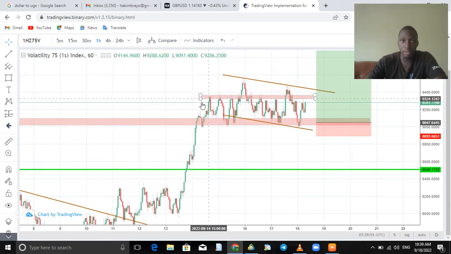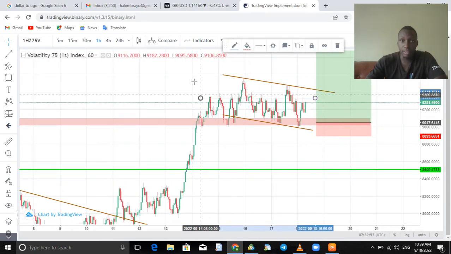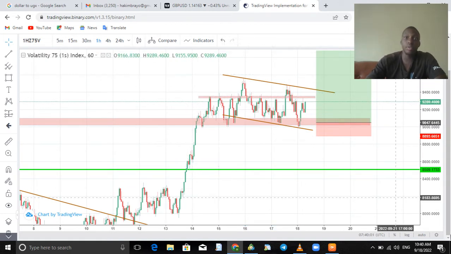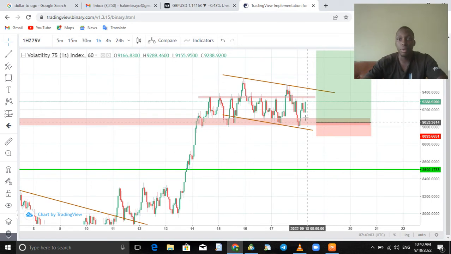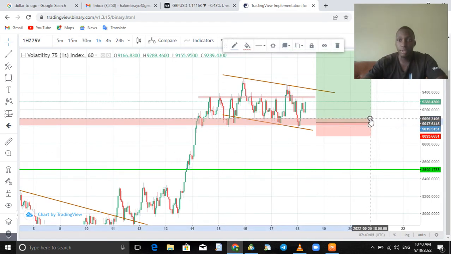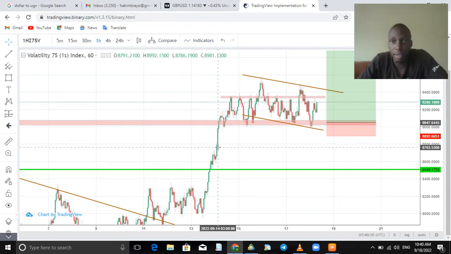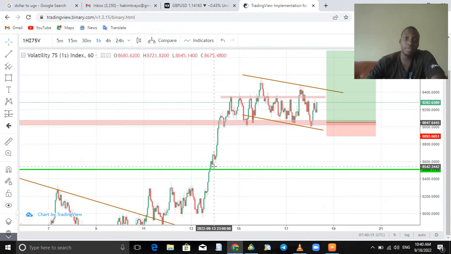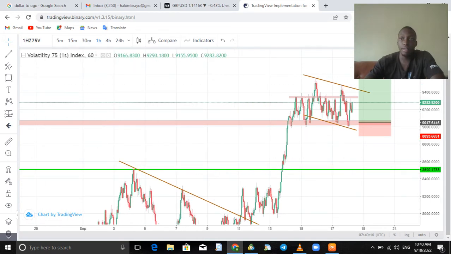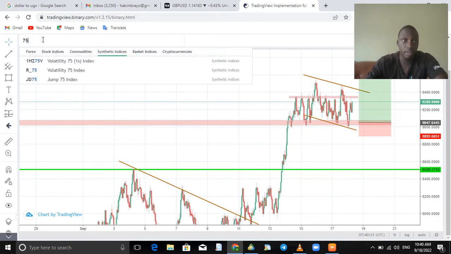So if you don't account for them, that means you will get a wrong entry, and you will find that where you have placed an entry is where the market has reversed from. Why? The reason is you don't have the clear zones drawn in your charts. Now that is 75 1s. Let me head to the next pair, which is 75 index.